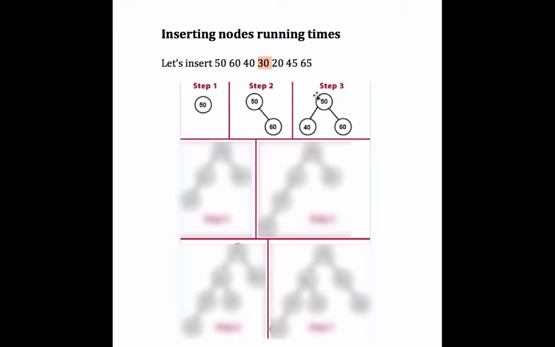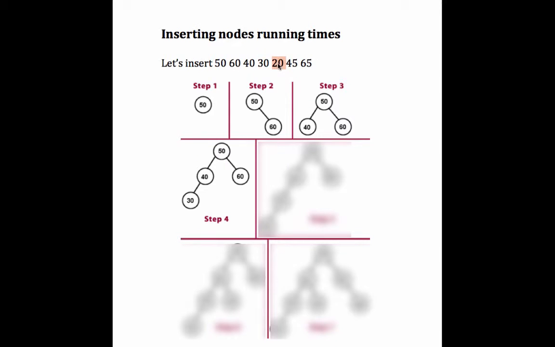Next value is 30. We start at the root, right? And we compare that with 50, it is less than, so we go to the left. Then here we have a new node, which is 40. And again, 30 is less than 40, so we go to the left of 40, and that happens to be available. So we insert 30 as the left child of 40.